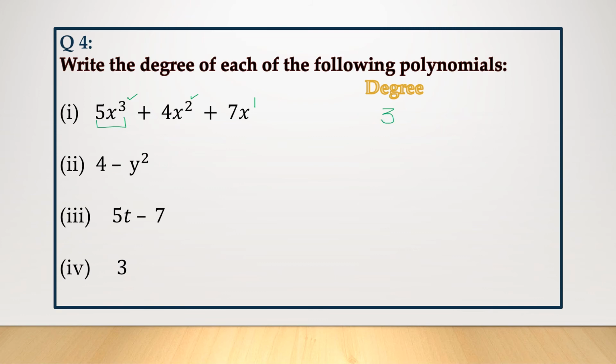Now next is 4 minus y square. Variable here it is y, and the highest exponent is 2. 5t minus 7. The exponent of the variable here is 1, so its degree is also 1. 3. Remember, 3 is a constant polynomial, and any guess what is the degree of the constant polynomial? It is 0. If you want, you can watch the previous video, the introduction of the polynomial, to know what is the degree of the constant polynomial. Let's move to next question.